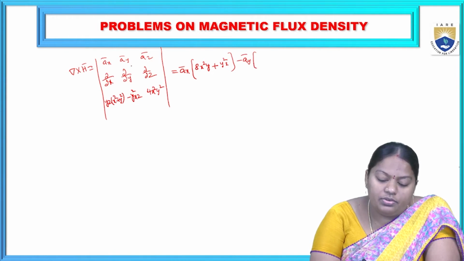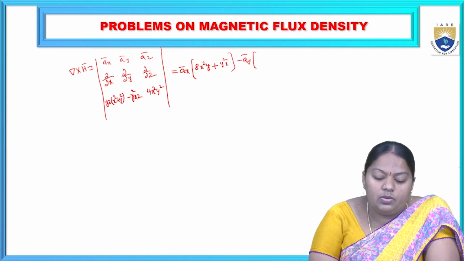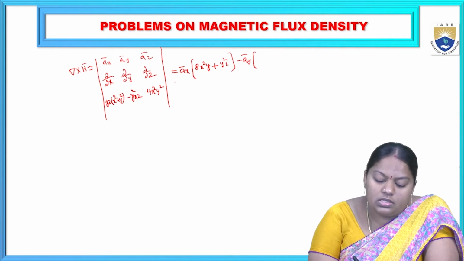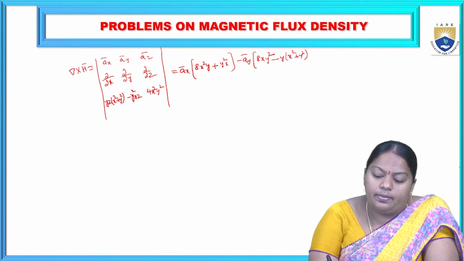So if you consider the first row and the second column, the determinant is ∂/∂x of 4x²y² minus ∂/∂z of this thing, right? So ∂/∂x of 4x²y² means 8xy², then minus ∂/∂z of this thing means y into (x² + y²).